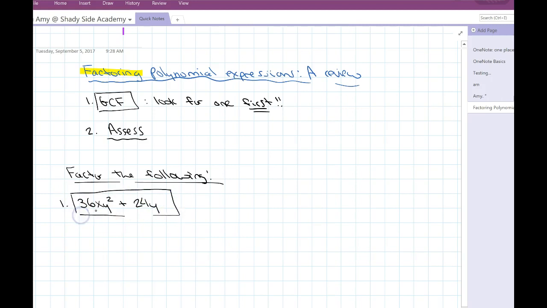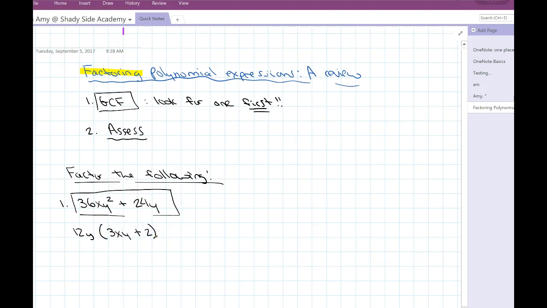It is polynomial. It's polynomial in 2 variables, which is something that we won't work with a lot in this class in the realm of equations or graphing relations, but in terms of factoring, we can. So here, the greatest common factor is going to be 12y. Okay, 12y, when you factor out the 12y, what you're left with here is 3xy plus 2.